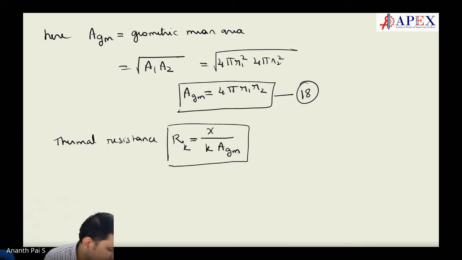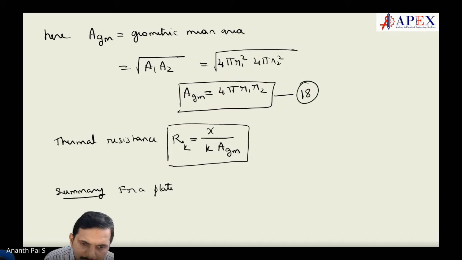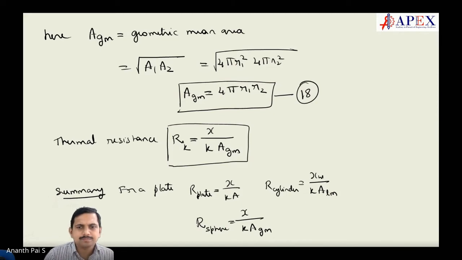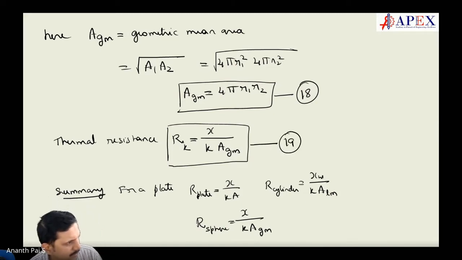So what is happening for a plate? Summary. For a plate, R plate is equal to X by KA. R cylinder is equal to X wall divided by K into A log mean. R sphere is equal to X divided by K into A geometry. This is just a summary.